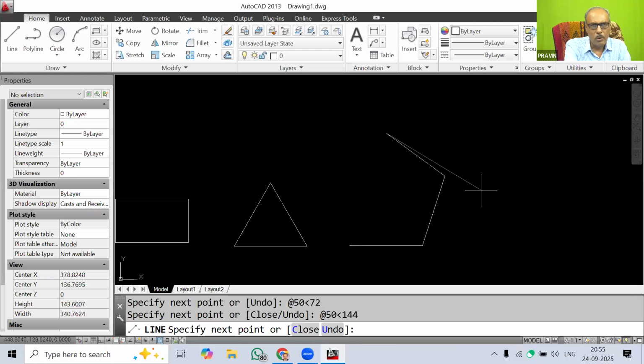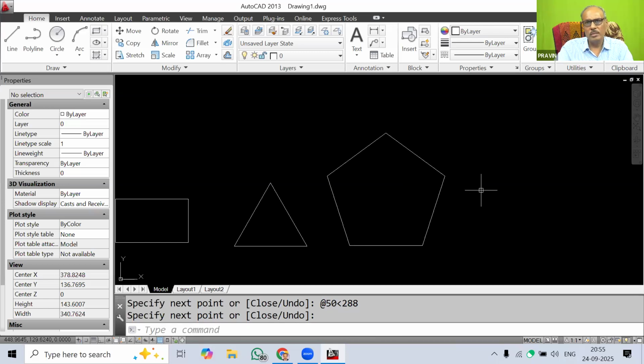It is correct. Now at again 50 less than. Now we have to increase the angle by again 72. So it will become 216. So it is okay. And then at 50 less than 288. Again I have increased by 72 and close. So you can just see that by putting this type of coordinate, you can draw the pentagon.